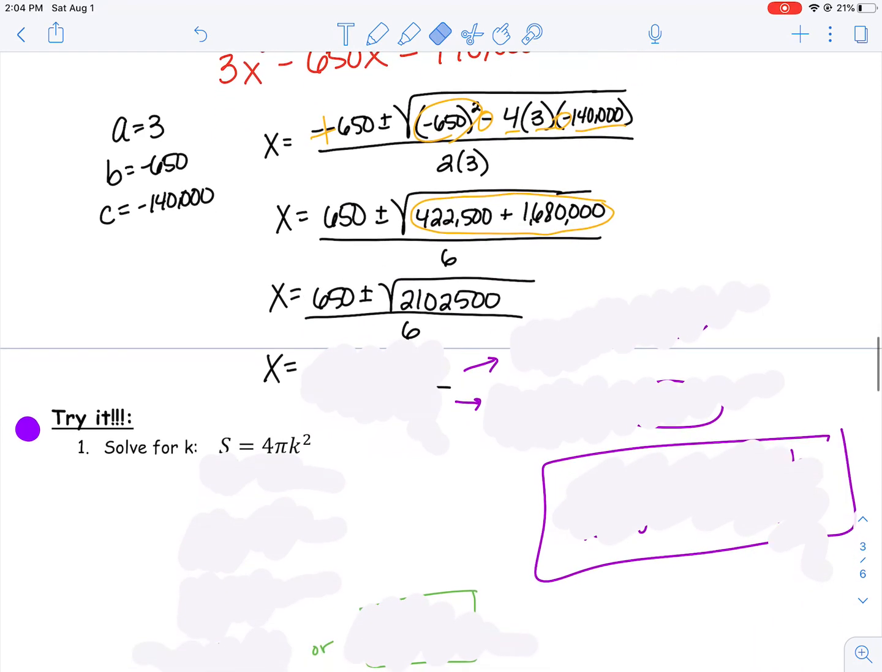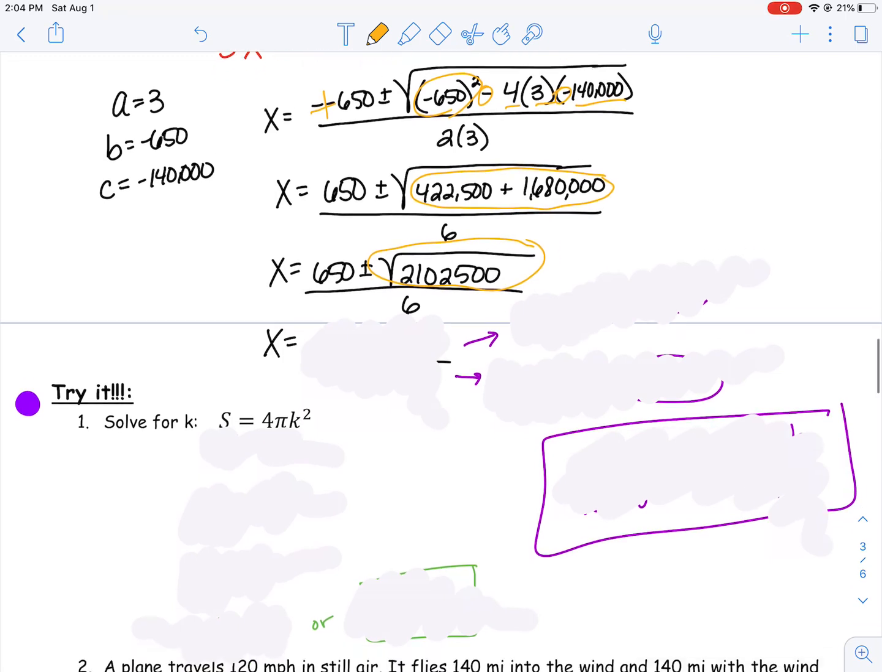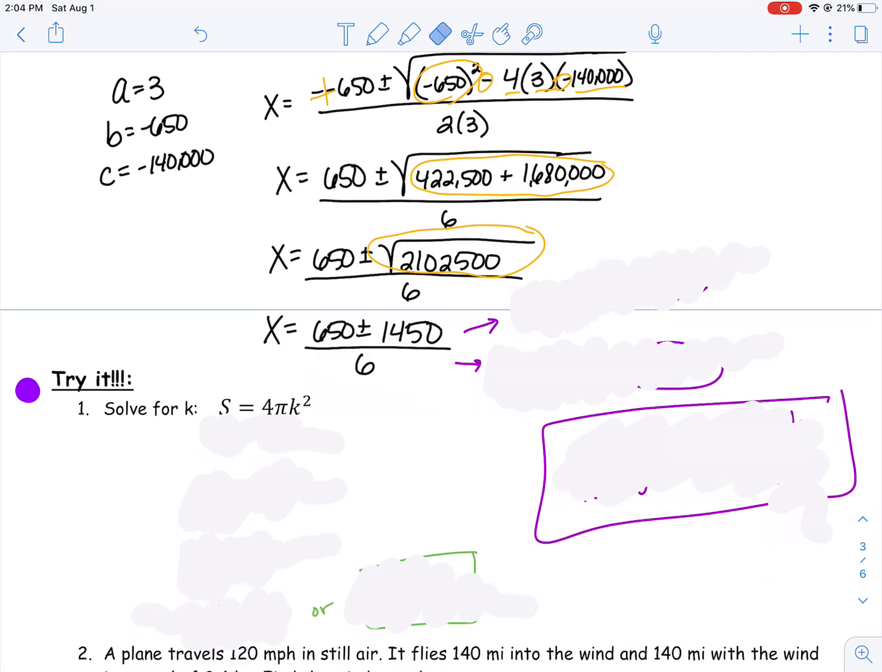underneath my radical. Then, again, using my calculator, I can figure out what the square root of, what is that number, 2,102,500 is, right? And it happens to be an even square root. So I actually have 650 plus or minus 1,450 over 6. So underneath that radical ended up being an even root.